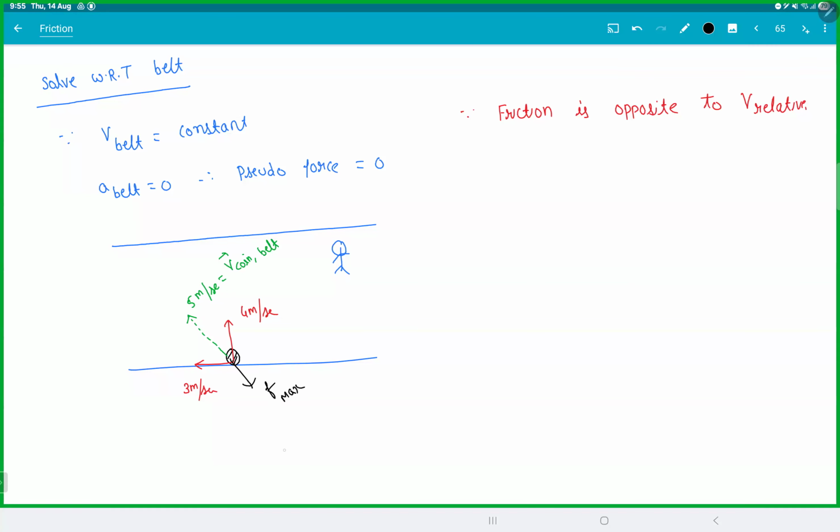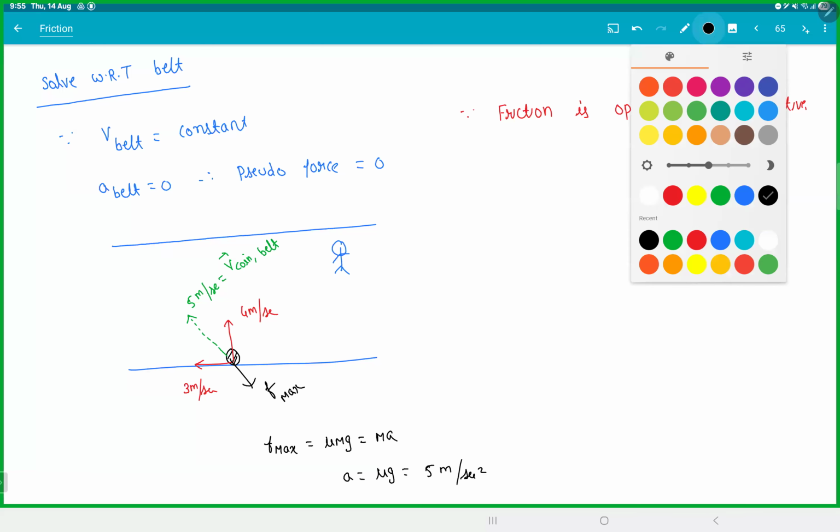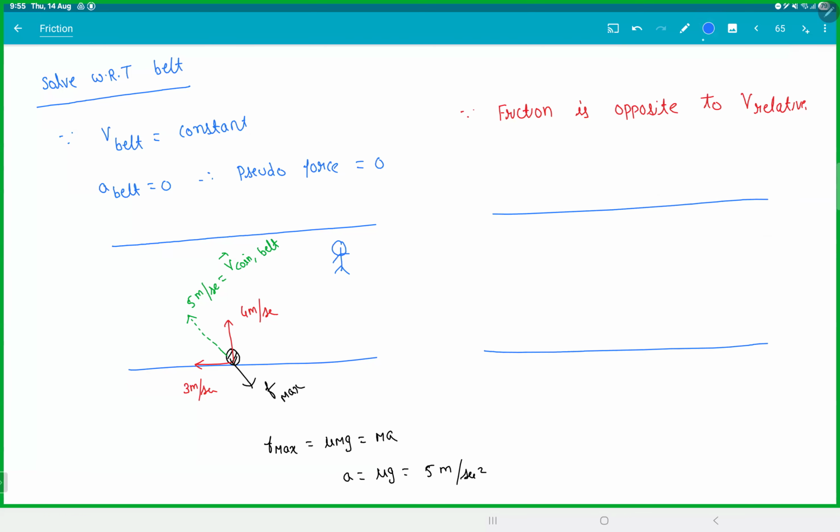Is that making sense? We know F max is equal to mu mg. This is equal to ma. So mass cancels off. We get a is equal to mu g. Mu is 0.5. So this is 5 meter per second square. That means this is what the coin will think. My initial speed is 5 meters per second. This is u relative. My acceleration is also backward, a relative, which is 5 meter per second square.